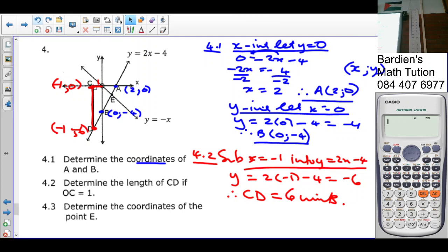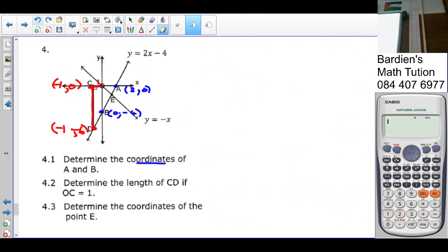The next question, 4.3. In 4.3 we are asked to determine the coordinates of point E. So what is point E to us? We spoke about it in yesterday's lesson. That is the point of intersection. How do you work out the points of intersection?